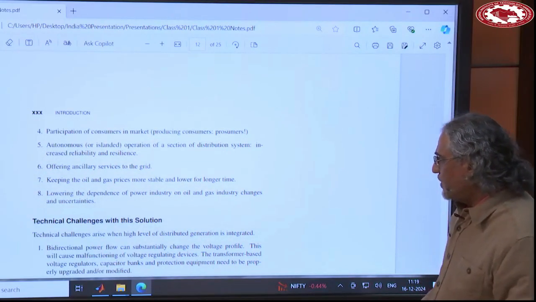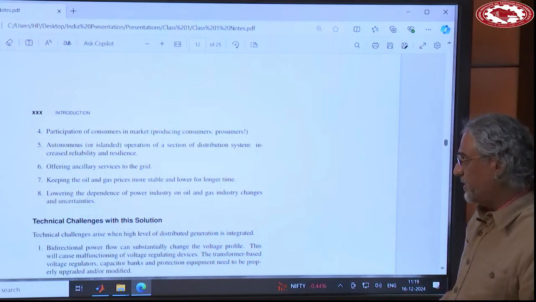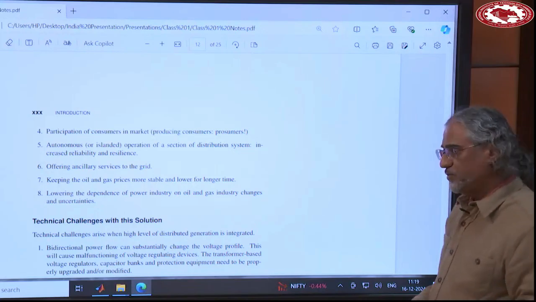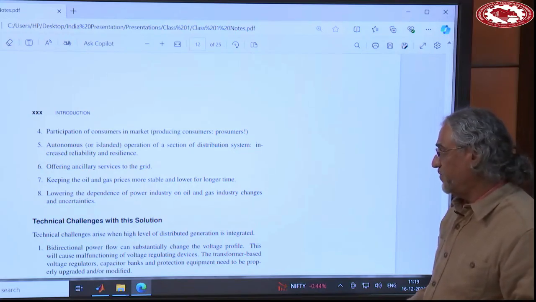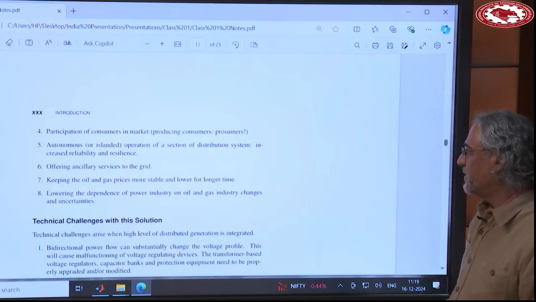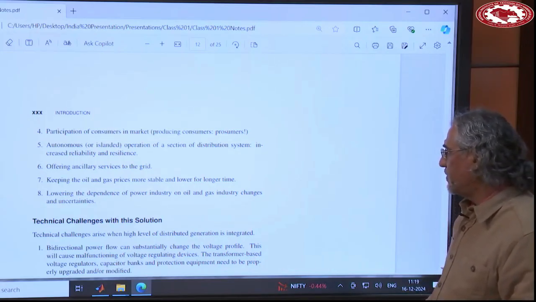And participation of consumers in the market. Now, if it's distributed generation or dispersed generation, that means the generators are freely owned by the people, so they can generate and then participate in the power market.